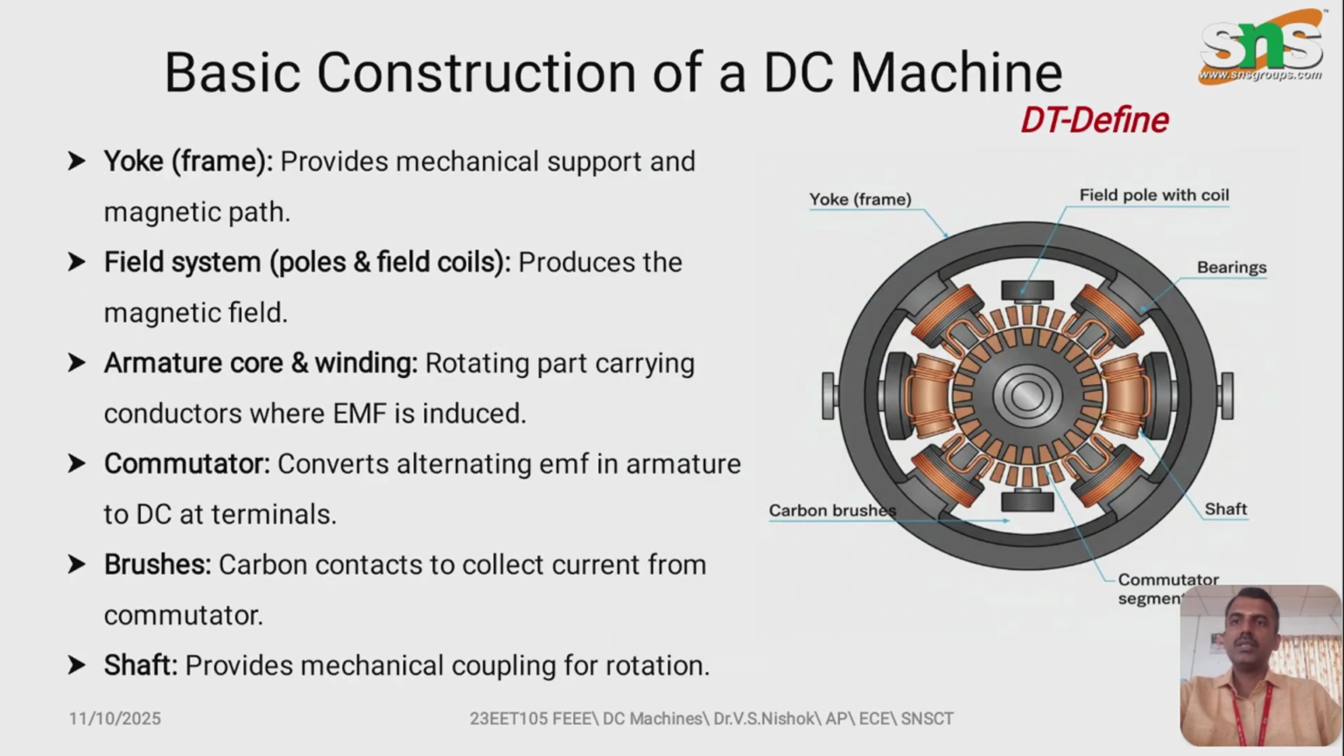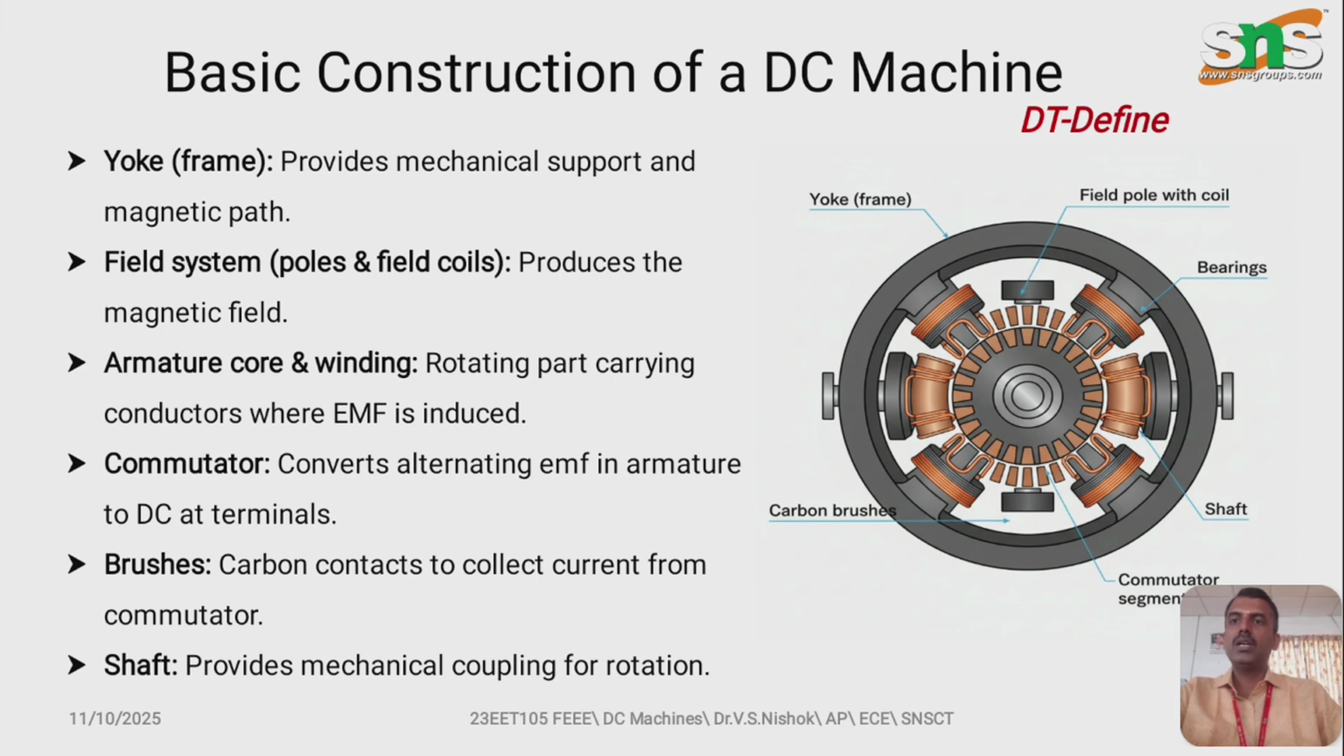Next, coming to the basic construction of the DC machine. Here we have different parts like yoke, field system, armature core, commutator, brushes and shaft. If you see the yoke, it is the outermost part of the machine, which acts as the shield. This is a non-moving part, the stator part.